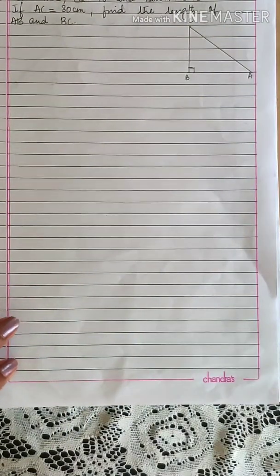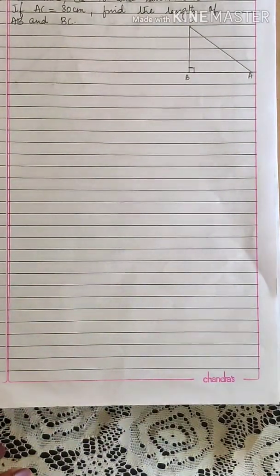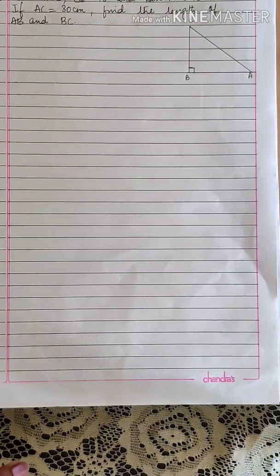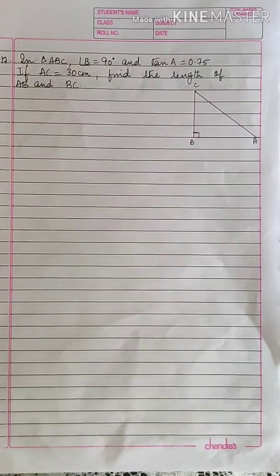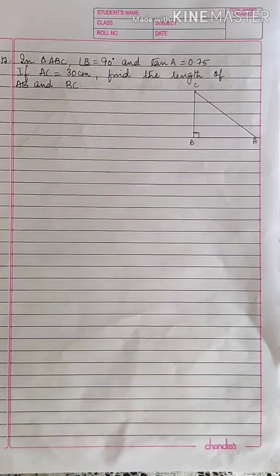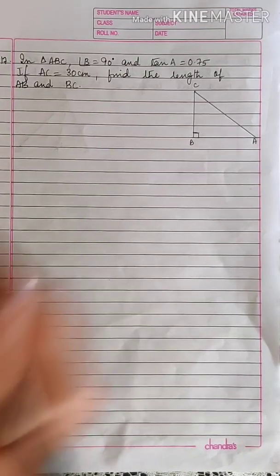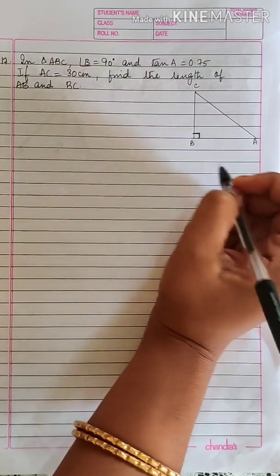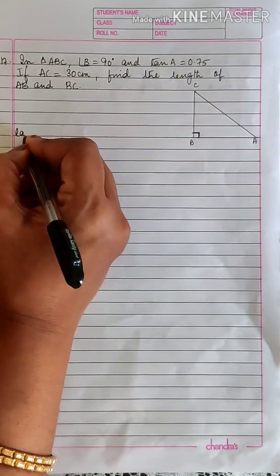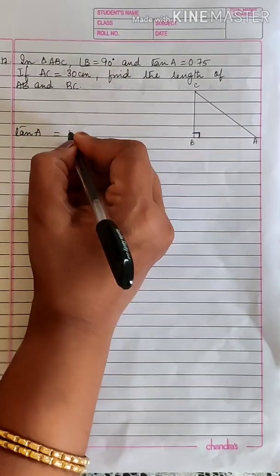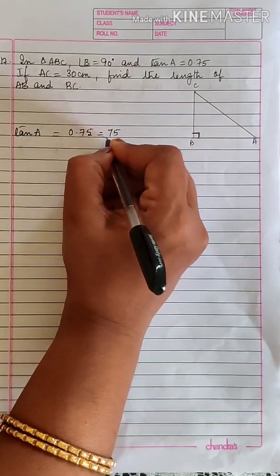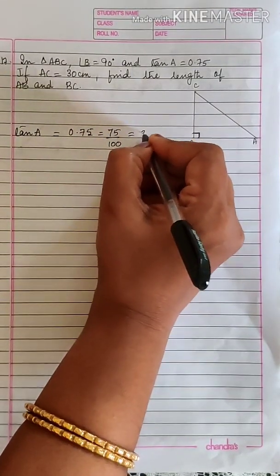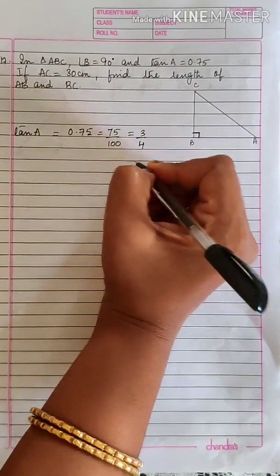Now the next one, that is the 17th one. In triangle ABC, angle B is equal to 90 degree and tan A is equal to 0.75, and if AC is 30 centimeter, find the length of AB and BC. Okay, so given here this figure, angle B is equal to 90 degree and the next data given here is tan A is equal to 0.75. Now 0.75 can be written as 75 by 100. So this becomes the ratio 3/4.